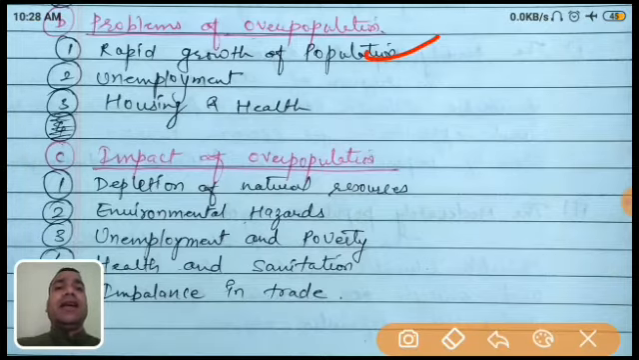Now see, what are the problems? First is the rapid growth of population. Definitely, if the birth rate is increased, in an overpopulated area the growth of population is very high. Why? Because the poor are more, and they don't know what family planning is.